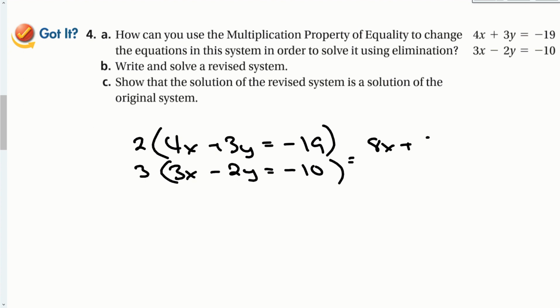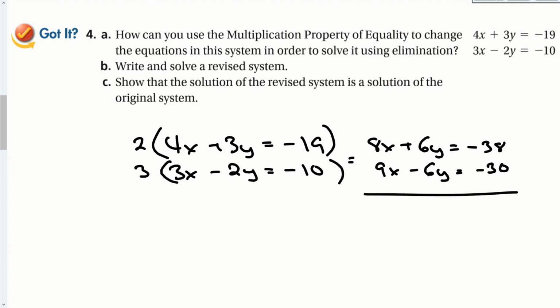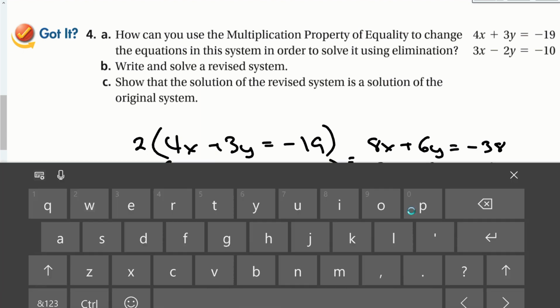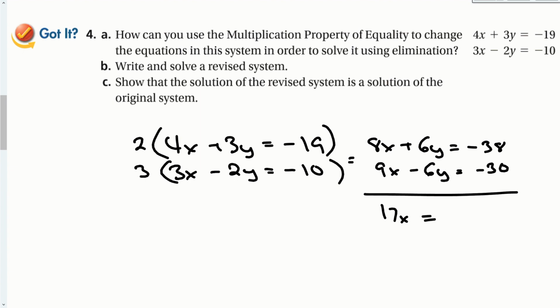8x plus 6y is equal to negative 38. 9x minus 6y is going to be equal to negative 30. Adding these together gives me 17x is equal to negative 68. Divide out the 17. Should go evenly. X is going to be equal to negative 4.